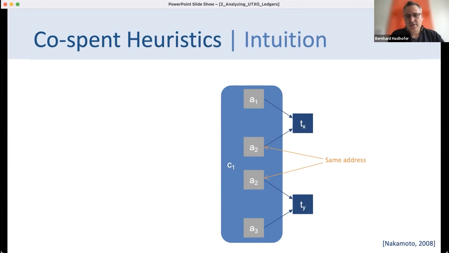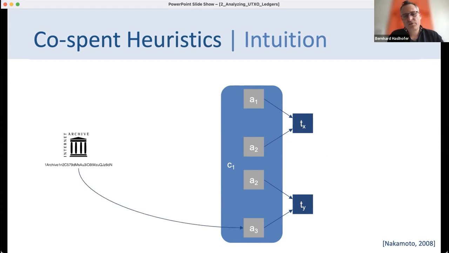Just clustering addresses doesn't tell us anything about the real world nature of the owner. But as soon as we can attribute one of these addresses with some real world information, like, for instance, the information that the address is controlled by the Internet Archive, we can, of course, also infer that all the other addresses in this cluster are controlled by the same owner. And this is the technique that's nowadays used to also de-anonymize large clusters like those that are controlled by exchanges.